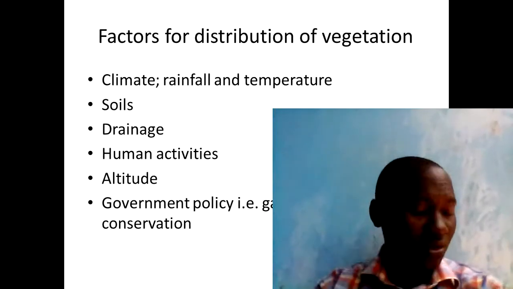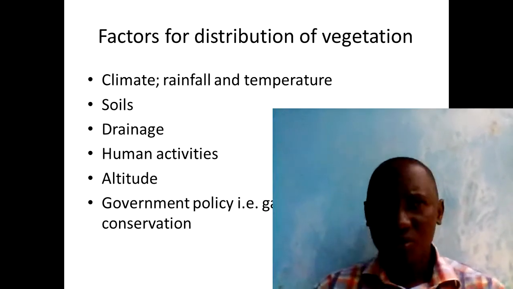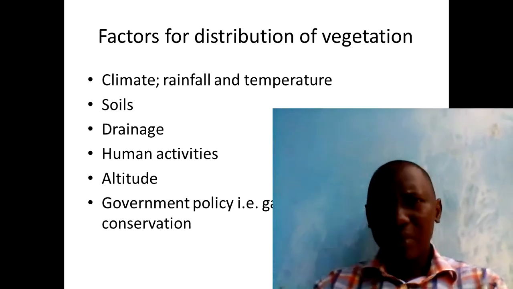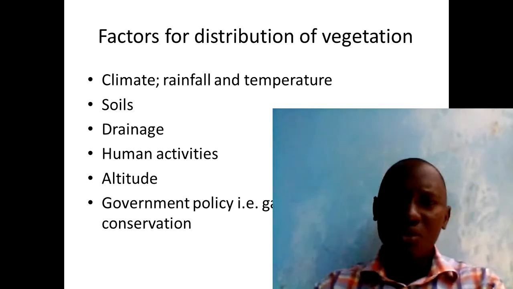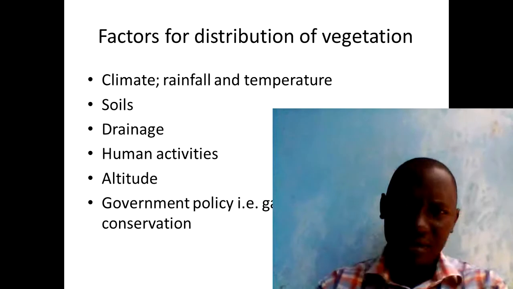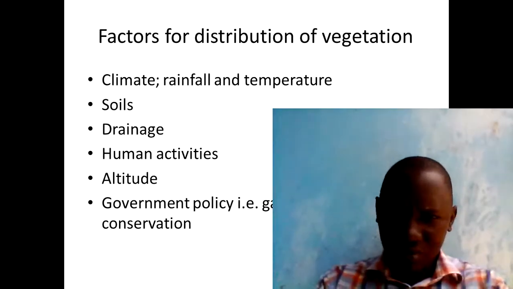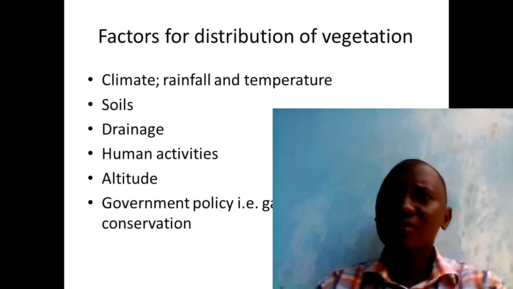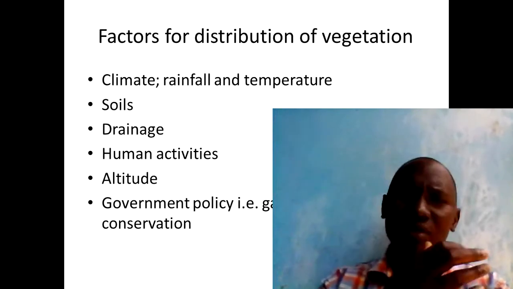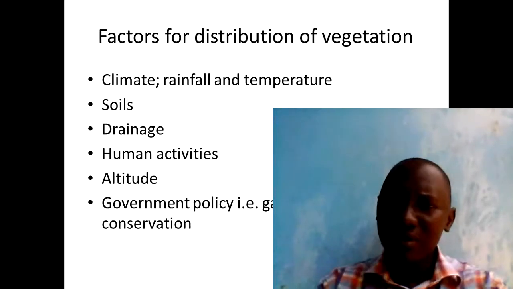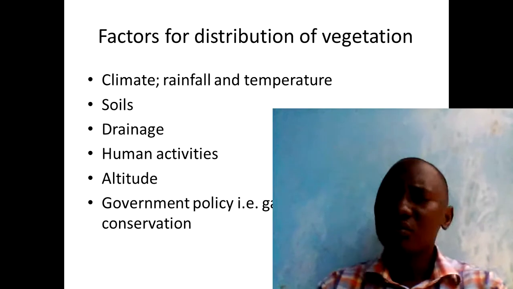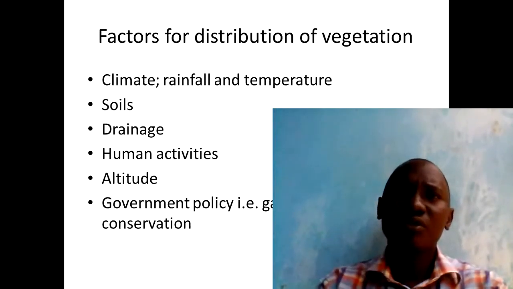So man has planted a lot of trees. Everywhere you go, you find planted forests. For example, in Katugo in Nakasongola, you find a huge planted forest. When you go to the slopes of Mount Elgon, you find a huge planted tree forest. When you move around the country in all the swamps, you find planted trees. So this is man influencing vegetation distribution.